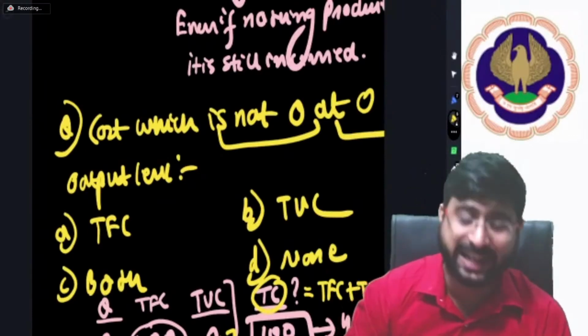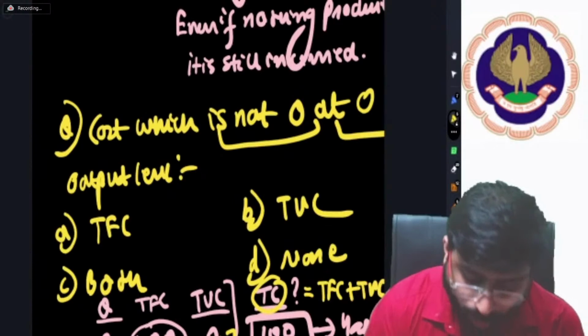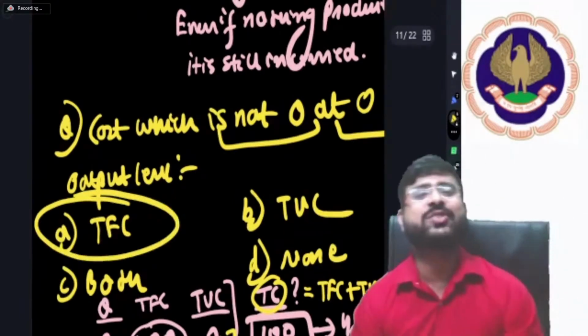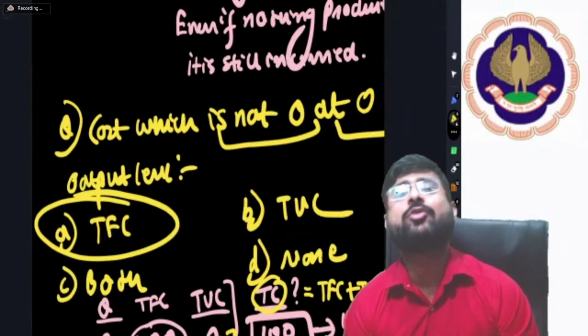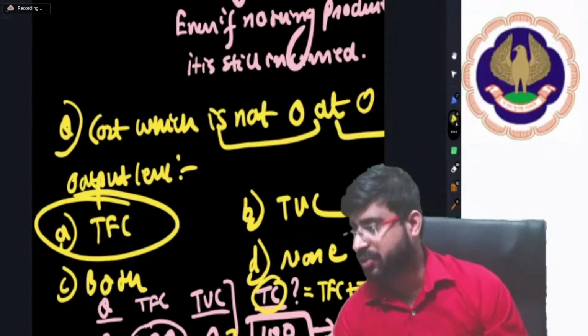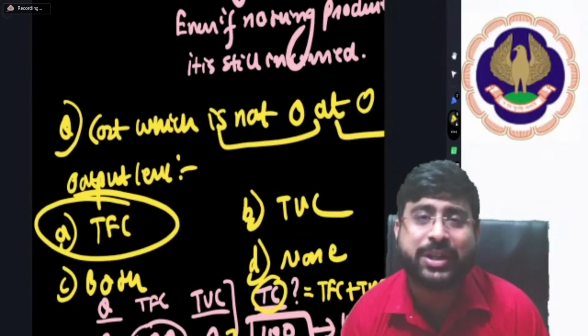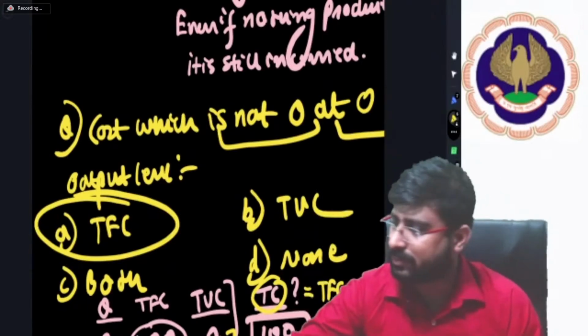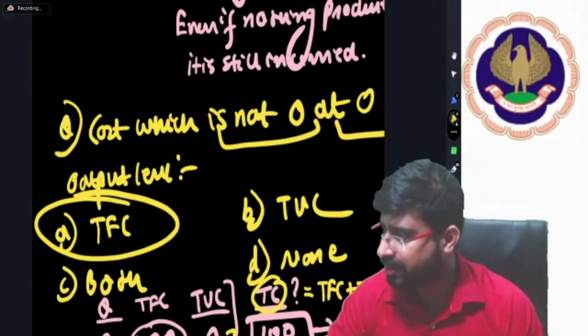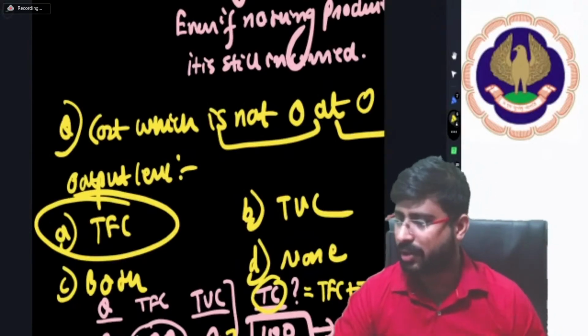Yes, you are absolutely correct. That which is not zero at zero output level is total fixed cost. As I have told, I'll repeat again, even if you are not using the facility, if you have kept it with yourself, then also you are bound to pay the rent, no matter what.